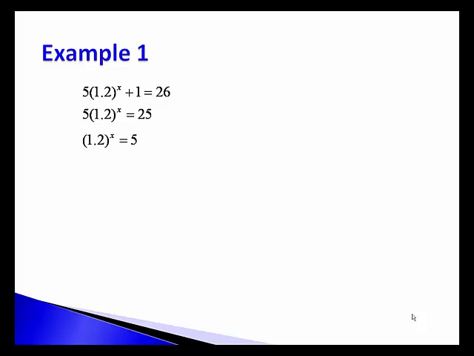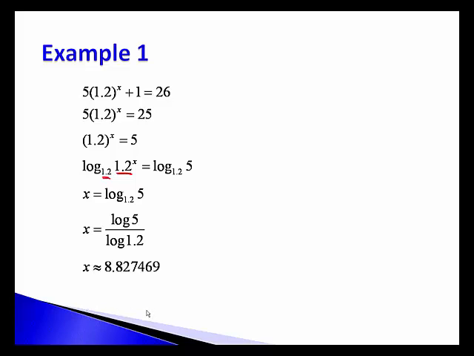At this point, I now see the x in the exponent, and I know that I should take a log. I will take a log base 1.2 of both sides. So that'll give me a log base 1.2 of 1.2 raised to the x power is equal to a log base 1.2 of 5. On the left, since this and this match, I'll just get x is equal to log base 1.2 of 5. I'll now need to apply the change of base formula to the right-hand side. Remember, that'll be log base 10 of 5 divided by log base 10 of 1.2, which I can do on my calculator. And I'll end up with x is approximately equal to 8.827469.